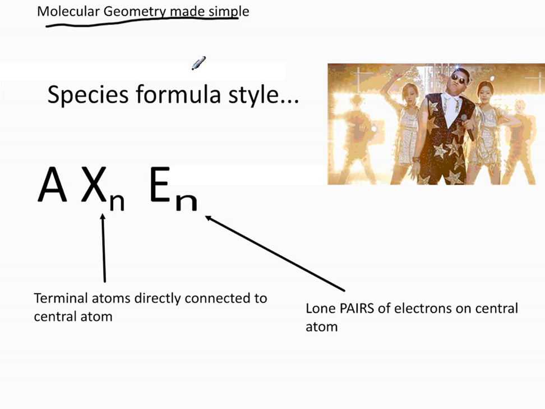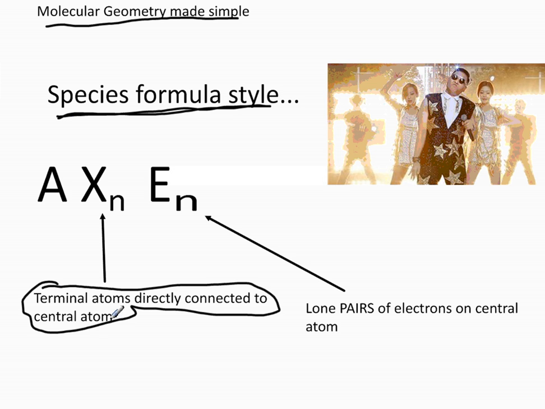So when you go to figure out the species formula, because you're expected to know the species formula, the way it works is you count the number of atoms attached. That's called a terminal atom. So all you do is count the number of atoms that are directly connected to the central atom. However many you have becomes the subscript right there. And lone pairs, pairs of electrons on the central atom only. So we're only keyed on the central atom, and that gets us what's called our species formula.